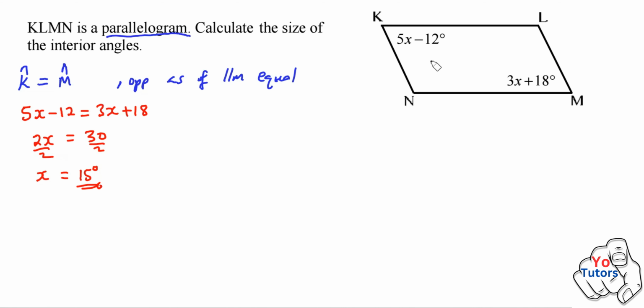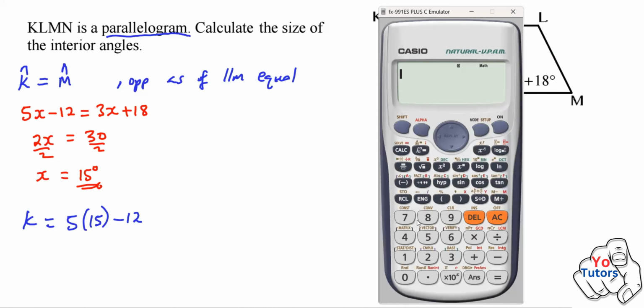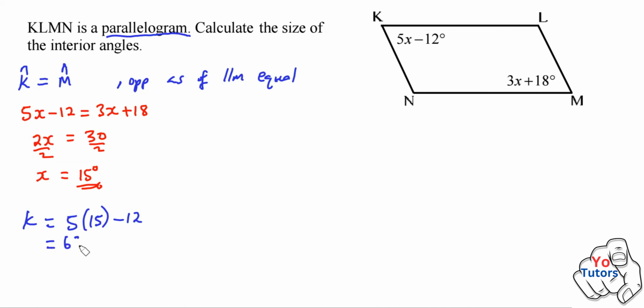So what's our K now in that case? K should be equal to 5 times 15 minus 12. Let's see what we get there. So it's 5 times 15 minus 12, and we get 63. So we are getting 63 there. When we get 63, we already know that this side also, since these are equal, is going to be 63.